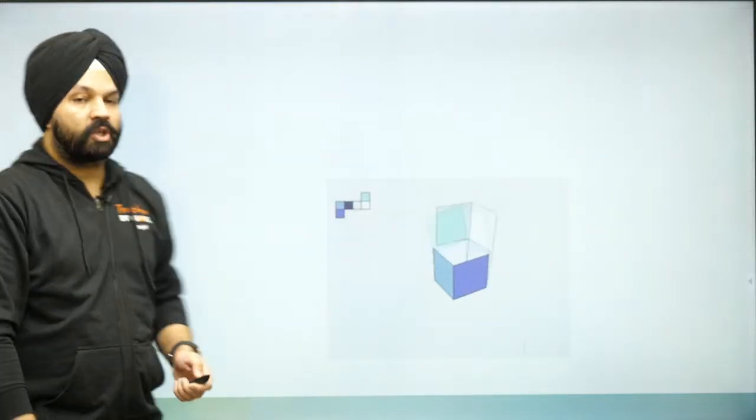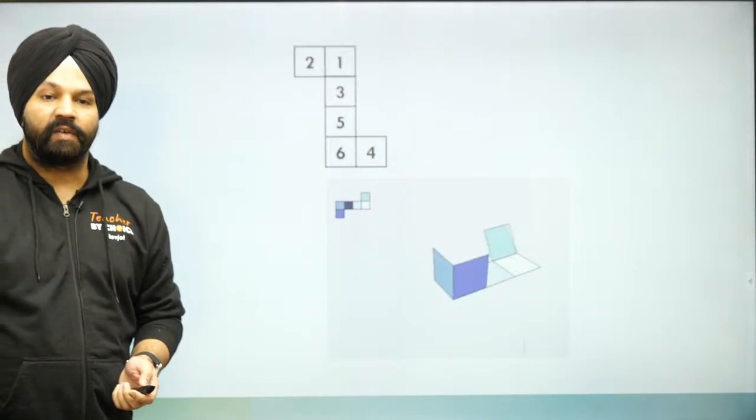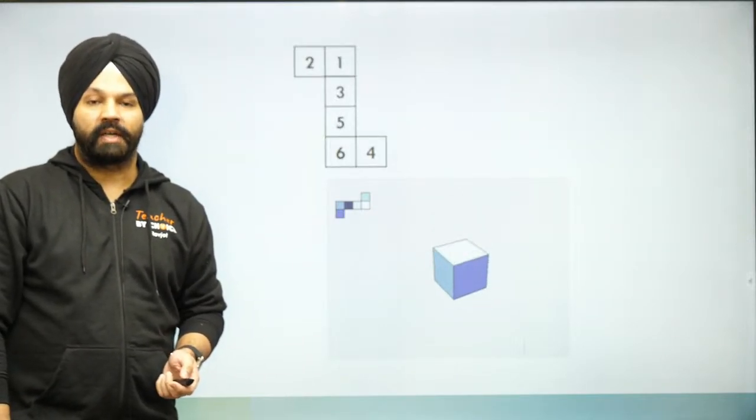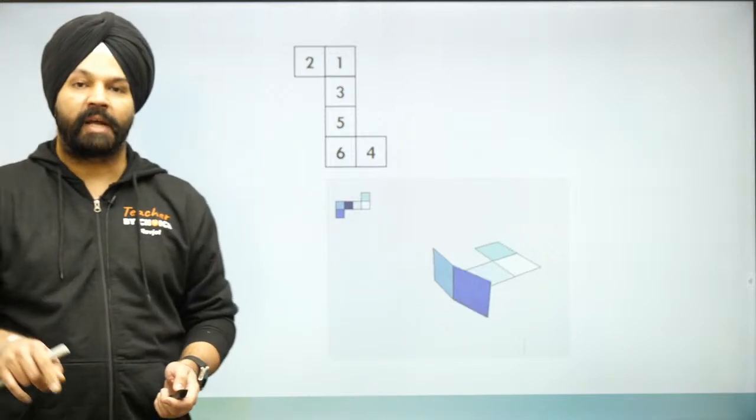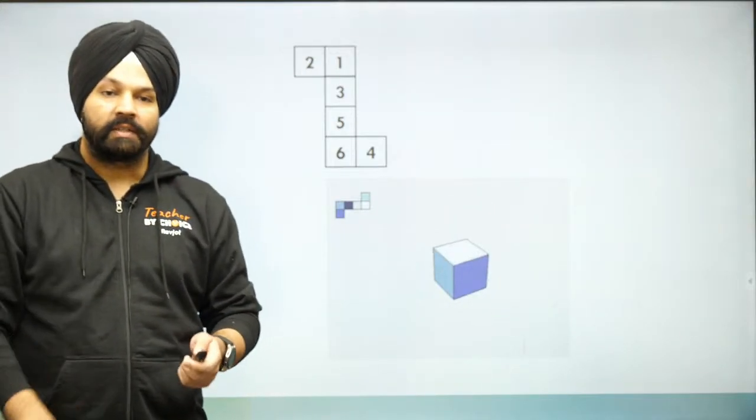Yep, this is the second animation where you have a Z-shaped diagram and it results in the formation of a cube or a dice. I repeat, you have a Z-shaped diagram and it is forming a cube or a dice. I hope that is also visible.